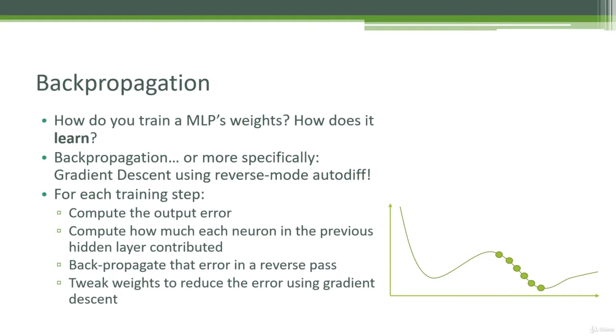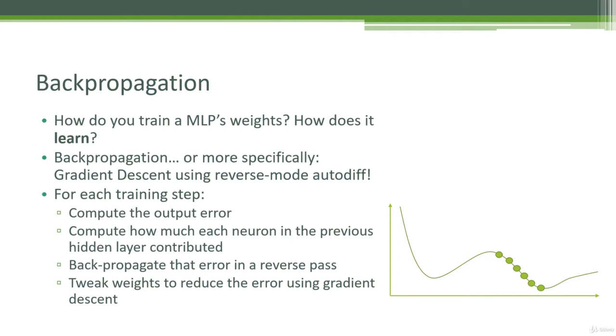Well, it's using a technique called backpropagation. It's not that complicated really at a conceptual level. All we're doing is gradient descent like we talked about before, using that mathematical trick of reverse mode autodiff to make it happen efficiently. For each training step, we just compute the output error for the weights that we have currently in place for each connection between each artificial neuron. And then this is where the backpropagation happens.